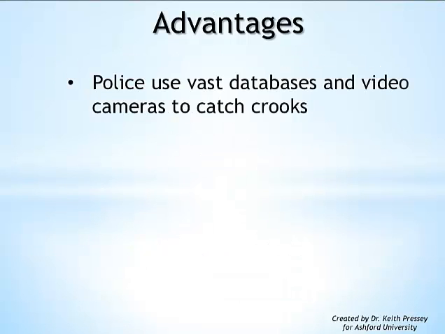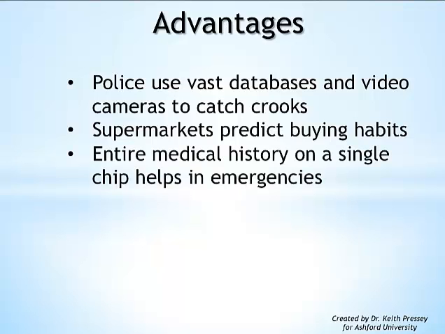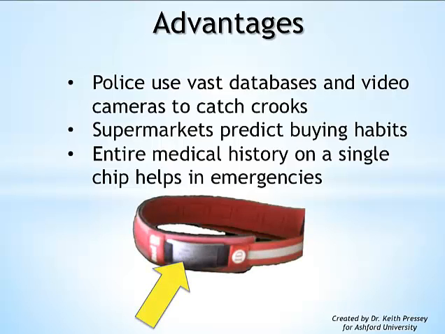What are some advantages to big data, to all this information that we have? If you walk through London, you'll see at almost every intersection video cameras that are used by police and detectives to fight crime. Supermarkets predict our buying habits by what we choose to buy. And here's an interesting thing about medical history. There's a company called Road ID, and they're on roadid.com.